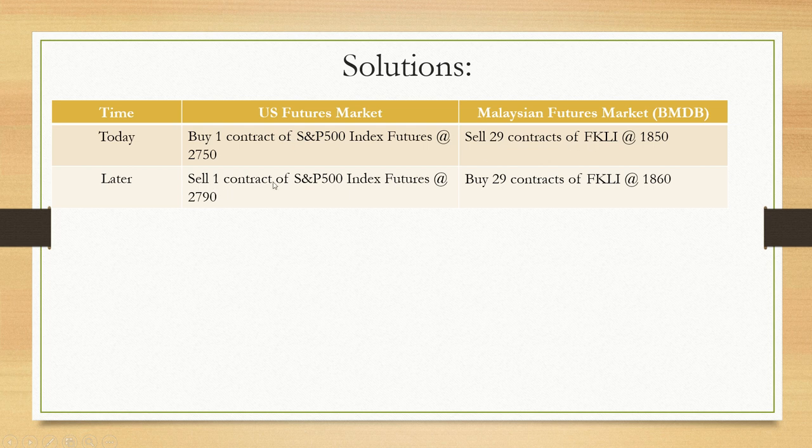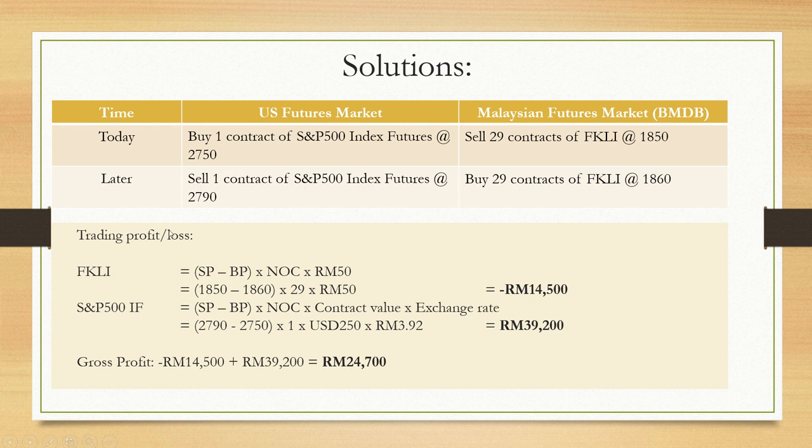Okay, and then at a later date, you will close out by selling one contract of S&P 500 at 2790, and for the Malaysian contract pula, FKLI, you will buy 29 contracts of September FKLI at 1860. Okay. So trading profit or loss, how to calculate? We will start with FKLI first. Terpulang lah, if you want to calculate S&P 500 index futures dulu pun tak ada masalah. So again, selling price minus buying price times 29 contracts times RM50. You will lose in the Malaysian market by how much? 14,500.